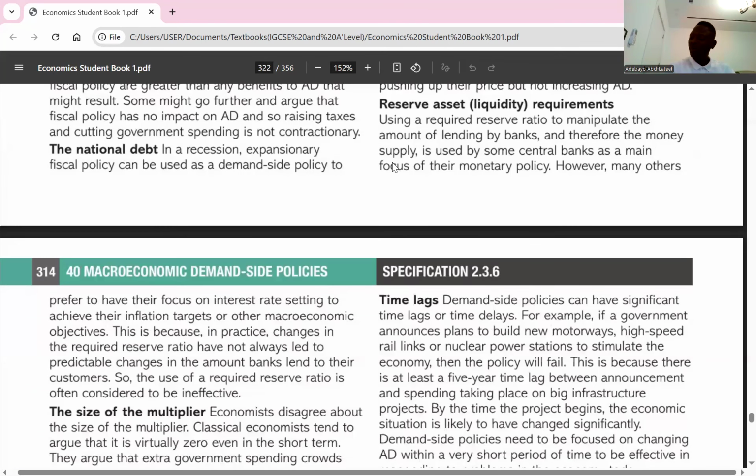The third one, the national debt. In recession, expansionary fiscal policy can be used as a demand-side policy to increase aggregate demand. However, this will increase the size of the national debt.